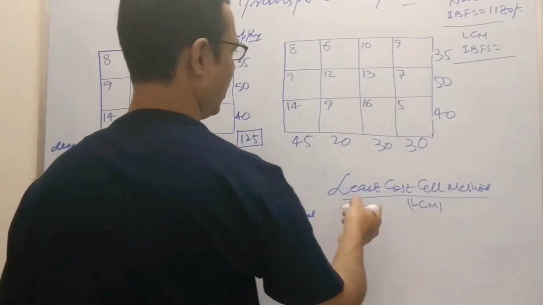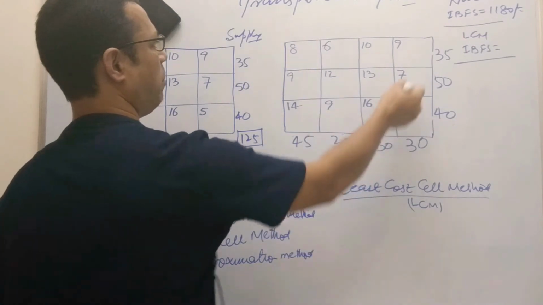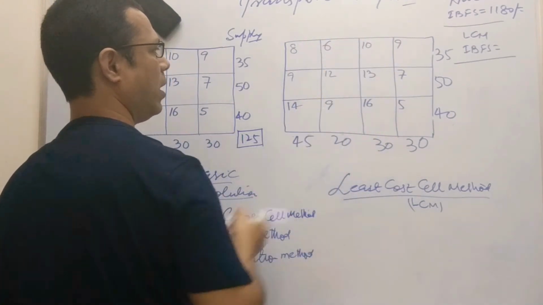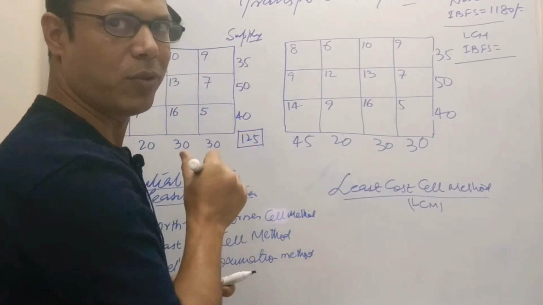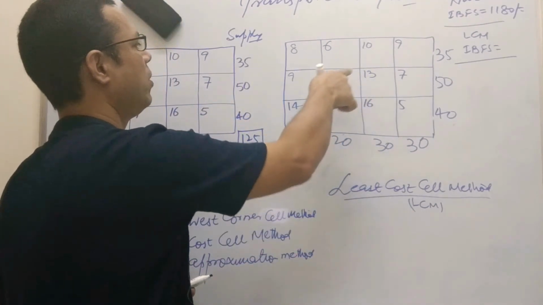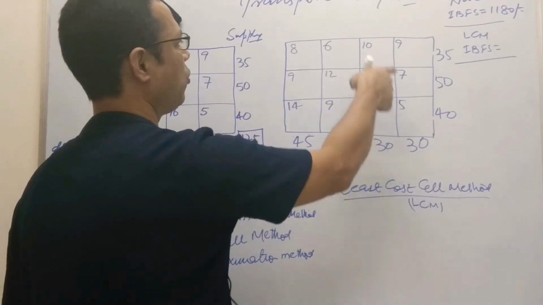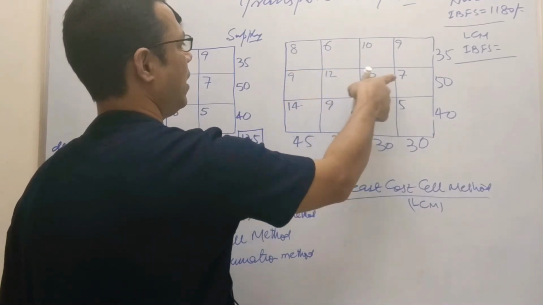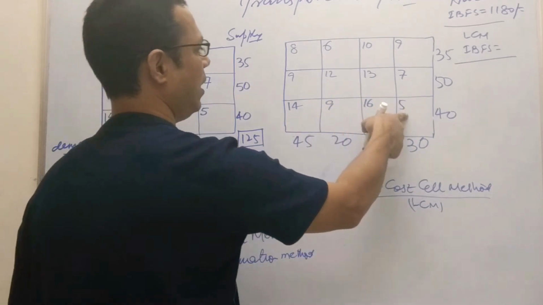Very simple. Least cost cell method. Out of the complete cells, see how many cells? 4, 4, 4. It means a total of 12 cells are here. So out of these 12 cells, which one is going to give you the least cost? 8, 6, 10, 9, 9, 12, 13, 7. Out of these, 5 is the least value.